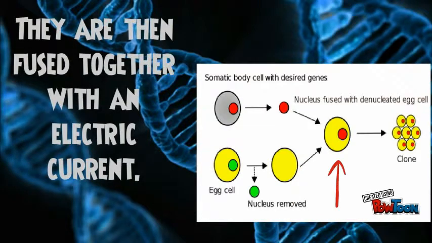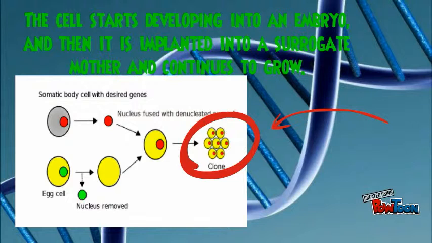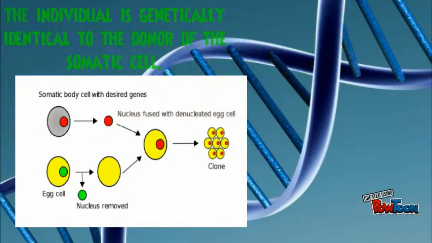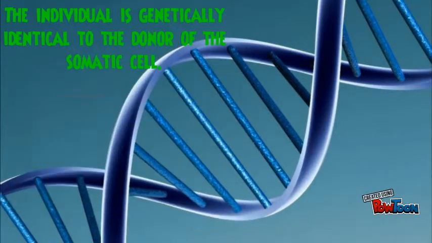They are then fused together with an electric current. The cell starts developing into an embryo, and then it is implanted into a surrogate mother and continues to grow. The individual is genetically identical to the donor of the somatic cell.